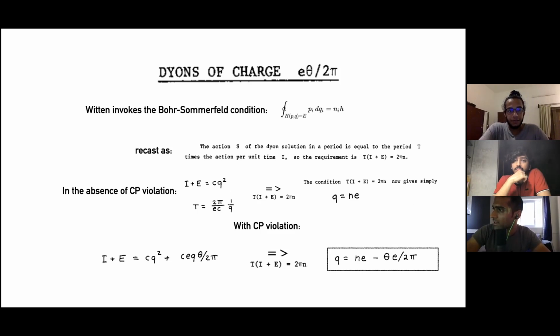Now here's a little exercise for you guys. Why is that requirement that I've written as a Bohr-Sommerfeld condition equivalent to writing T times I plus E equals 2 pi n, where I is the action per unit time and E is the energy?